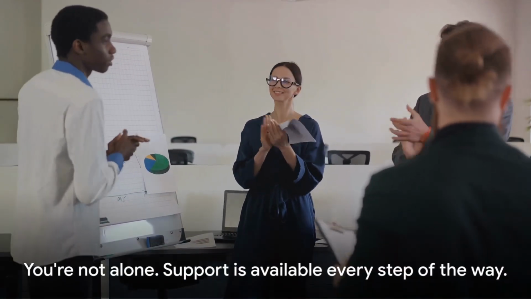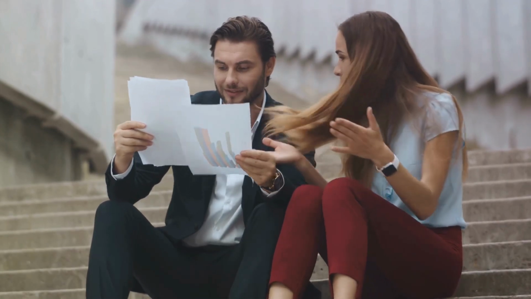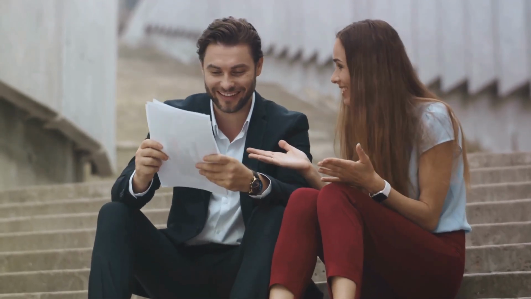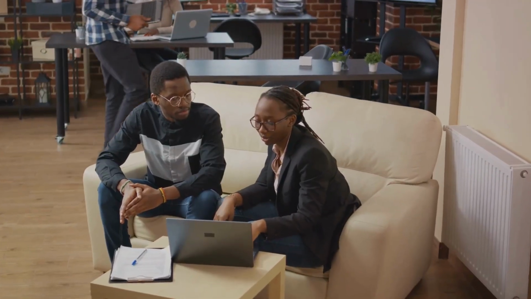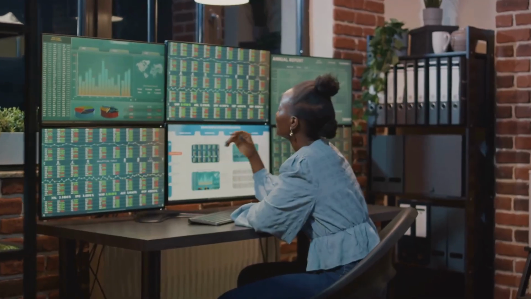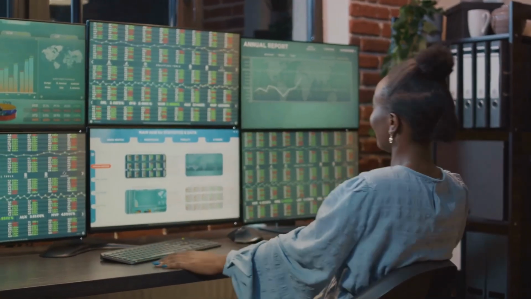So whether you're waiting for approval or preparing for recertification, remember, you're not alone. There are people and resources available to guide you through every step of the way. Don't hesitate to ask for help or clarification when you need it. Your journey towards financial stability starts here and now.